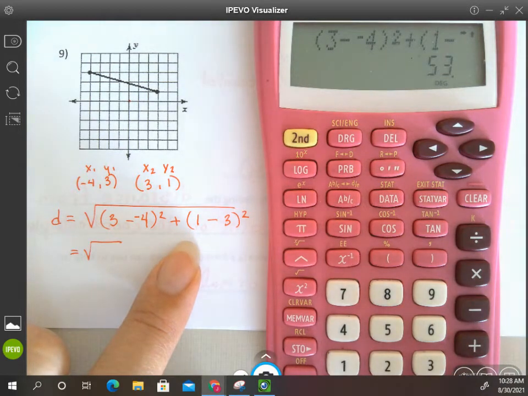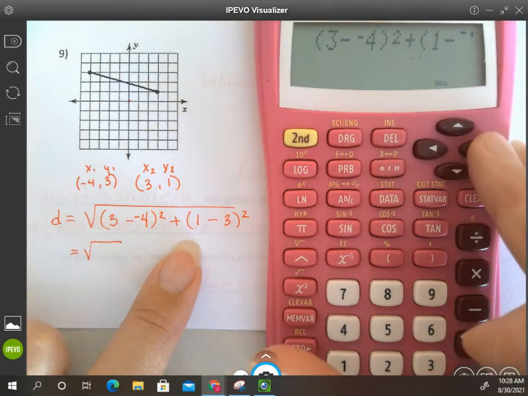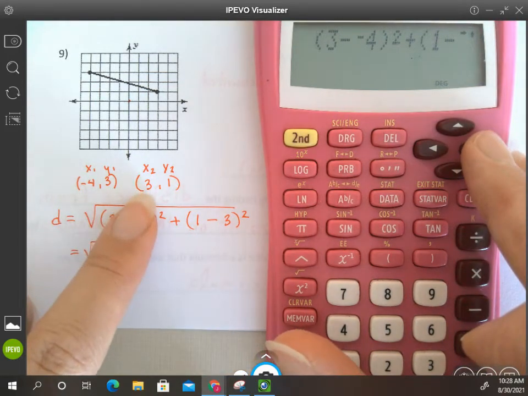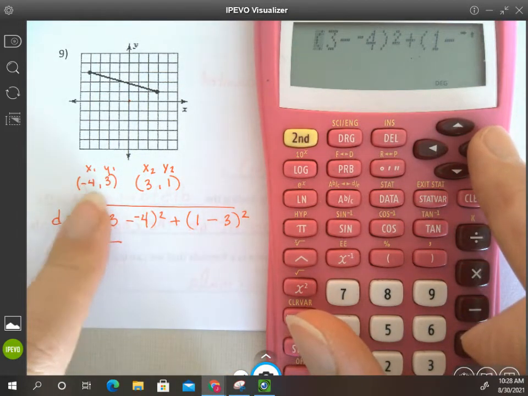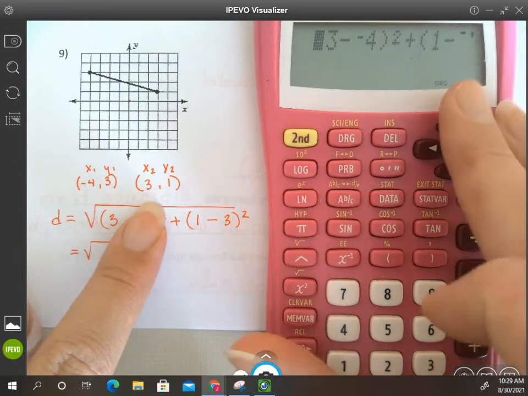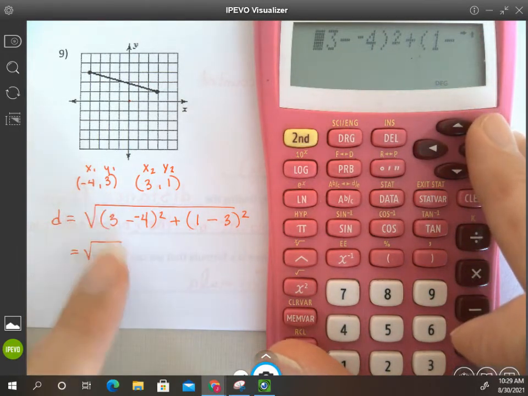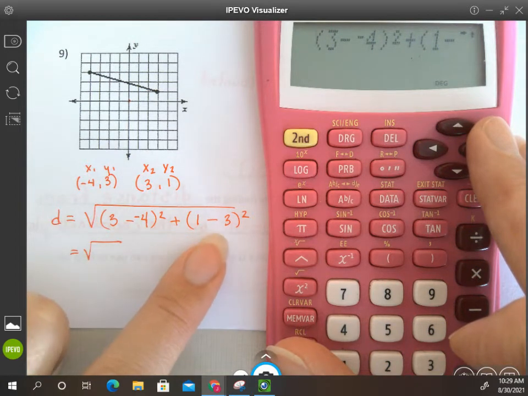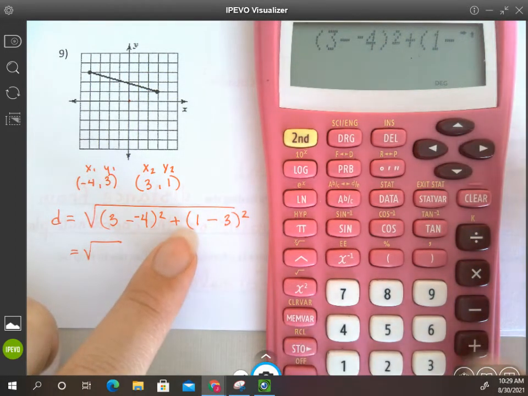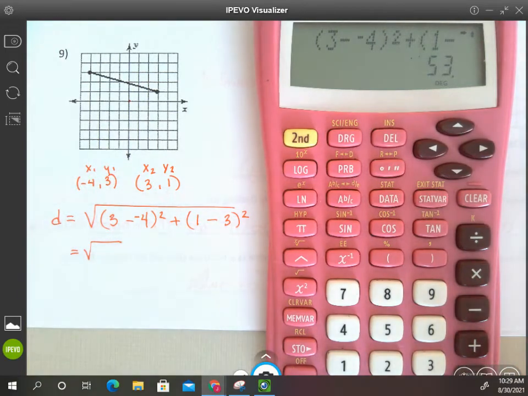I don't think I got it right. Hold on, did I do something wrong? -4, 3, 3, 1. Did we write it right? 3 minus -4, 1 minus 3. So you guys agree with me? Oh, I did agree with that. I looked at the wrong problem.